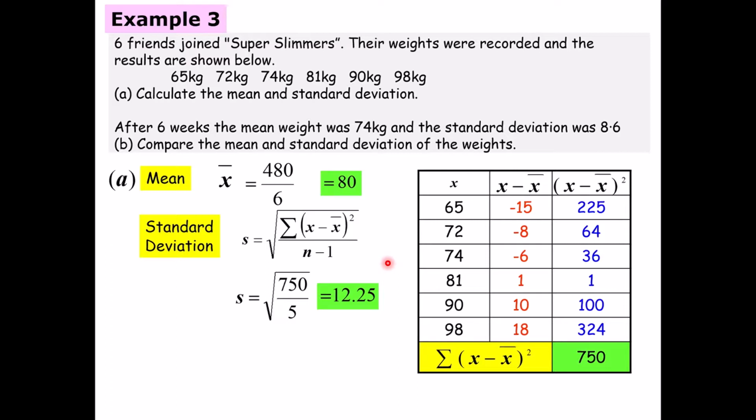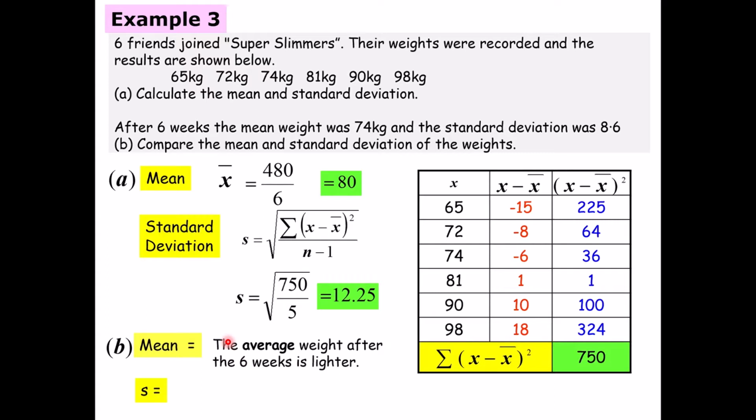Our last part is to compare the mean and standard deviation. So this was before they started Super Slimmers, and we know after 6 weeks the mean was 74 and the standard deviation was 8.6. So let's compare this data. For the mean, the average weight after the 6 weeks is lighter because 74 is less than 80 kilograms. So we know the average, and remember, we're not using the word mean, we are using the word average.